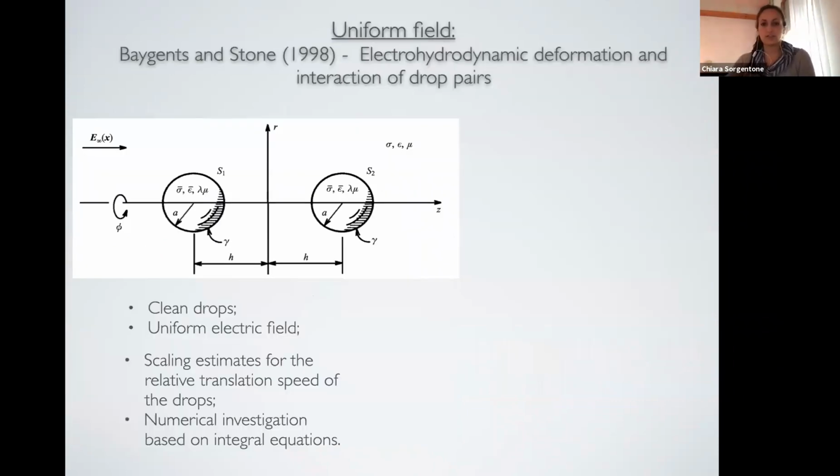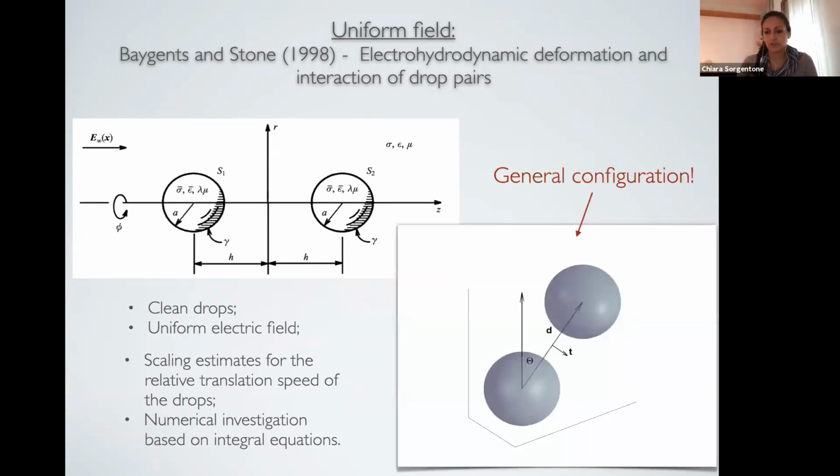Okay, so let's go to the drop pair now. Baygents already started to study this problem both numerically and theoretically, but for an axisymmetric case. He considered the drops aligned with the electric field in the Z direction, and he considered only clean drops, so without surfactant. We do have the general configuration, but of course, we want to start by validating against his results.